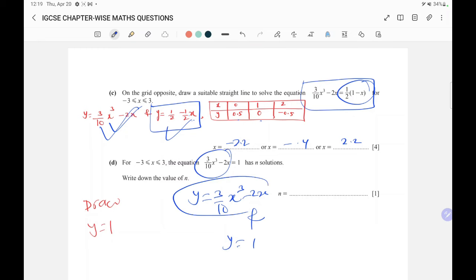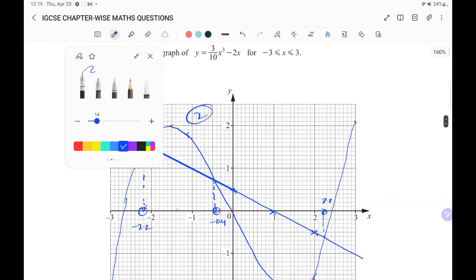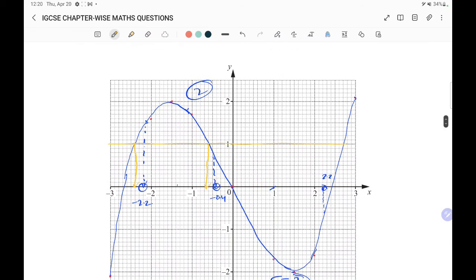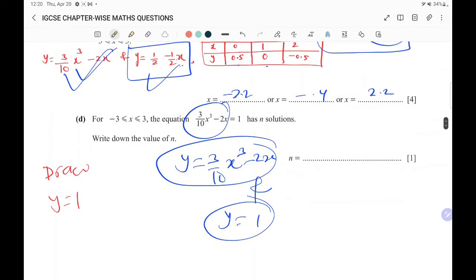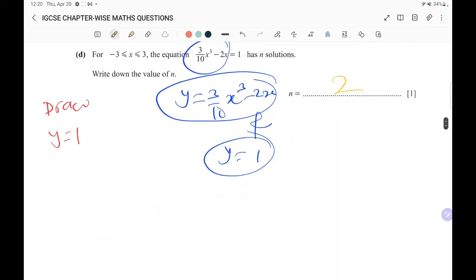and y equals 1. So this graph is already drawn, y equals 1 we have to draw. So where y equals 1, I should use a different color. Y equals 1, this one. Now I should remove this because this question is different. Now y equals 1, so here. It has intersected over here and it has intersected over here, right? So how many solutions? We got 2 solutions, 2 times intersecting. So write down the value of n, which is 2.